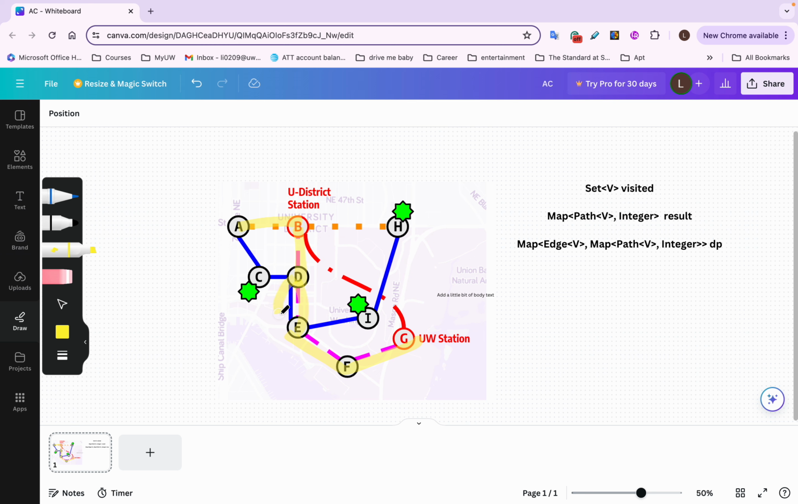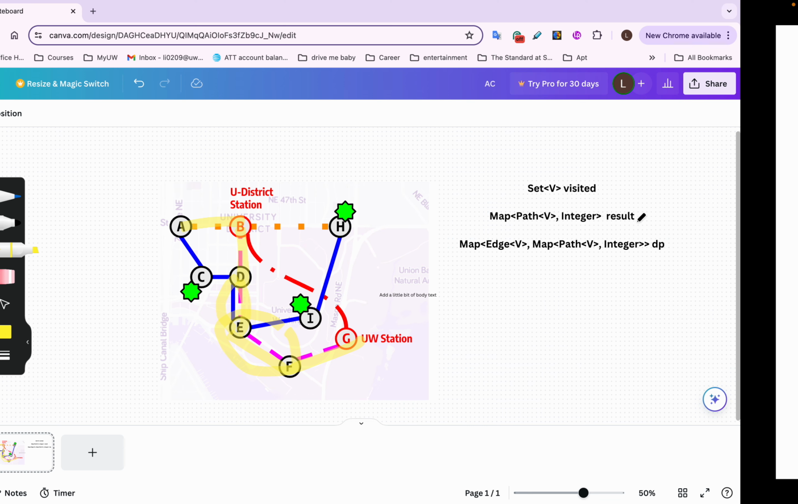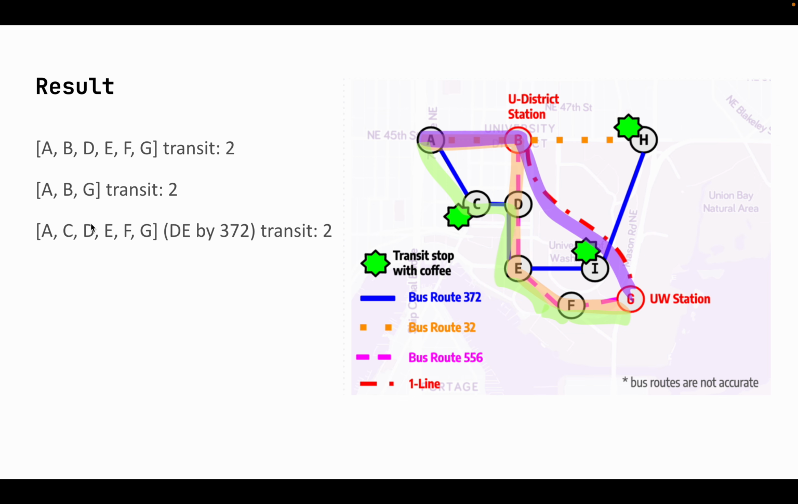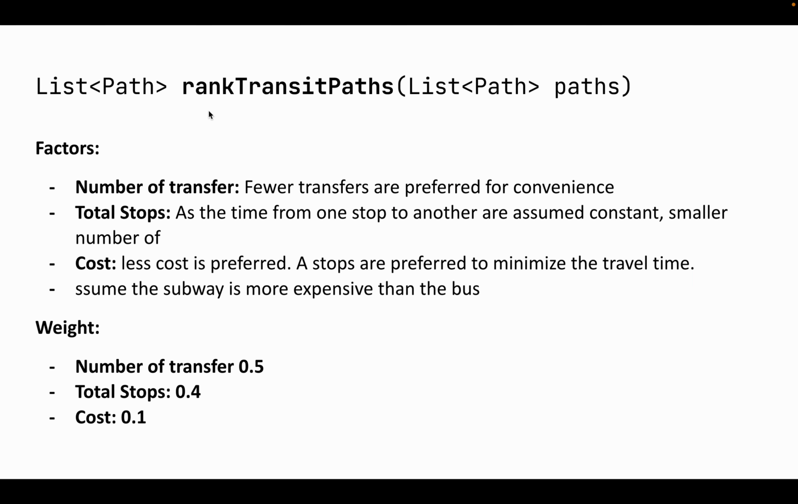So this time we go this direction. And then because E and F are already in our dynamic programming, we just use the existing path right there and add them both to the result with the number of transfers. Okay, and here's the result with the three shortest paths. These are the three paths with the shortest number of transfers, which are tied, and they are marked with different numbers on this picture. And next is ranking transit paths.